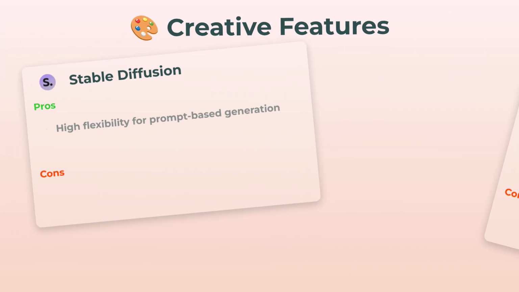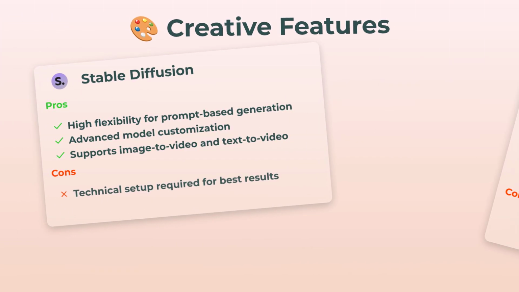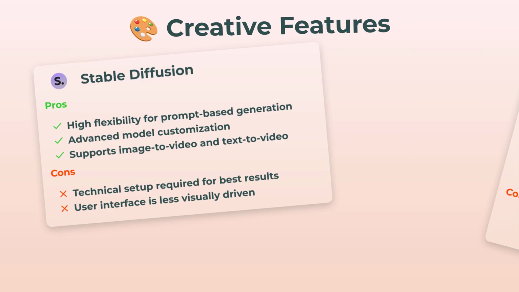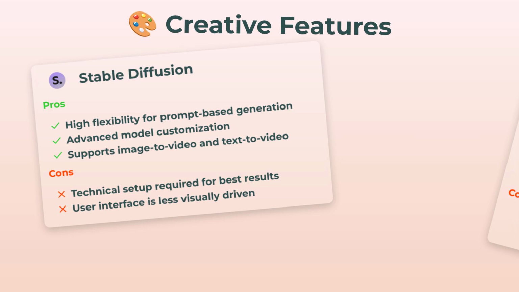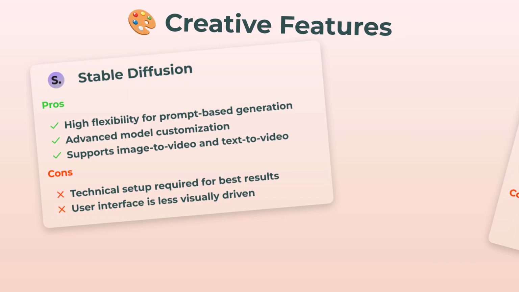First up, let's talk creative features, because honestly, that's where the magic happens, right? So with Stable Diffusion, you get a ton of flexibility for prompt-based generation. And if you want to tweak stuff, customize models, or go deep with image-to-video and text-to-video settings, this is your playground. But be warned, it's kind of technical. Like, you have to roll up your sleeves, dig into some setup, and the UI isn't exactly flashy. It's more like a Swiss Army knife than a pop-up art studio.